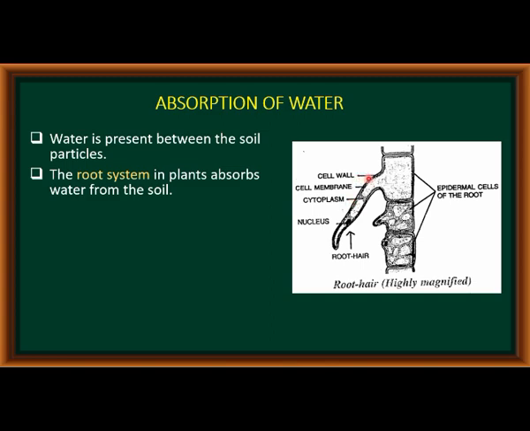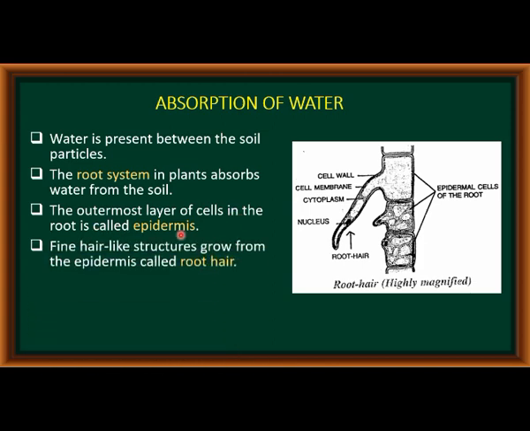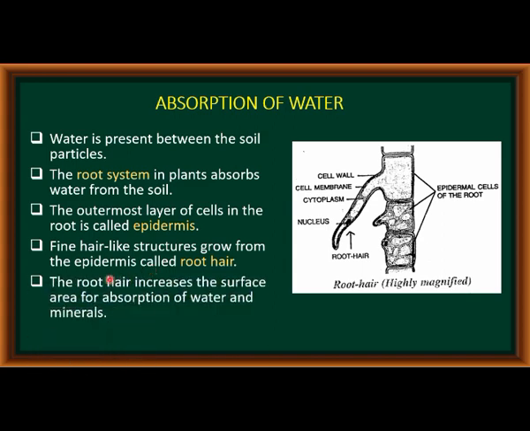The root hair is bounded by an outer covering called the cell wall. Inside the cell wall, there is another membrane called the cell membrane. Now this space inside the root hair is the cytoplasm, and inside the root hair there is a dense body called the nucleus. Now the outermost layer of the cells in the root is called the epidermis. The fine hair-like structures that grow from the epidermis are called the root hairs. Now the root hair increases the surface area for absorption of water and minerals.